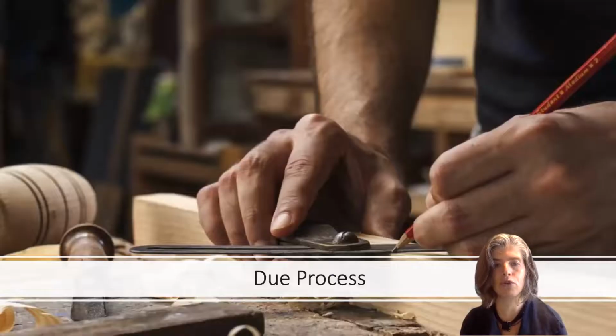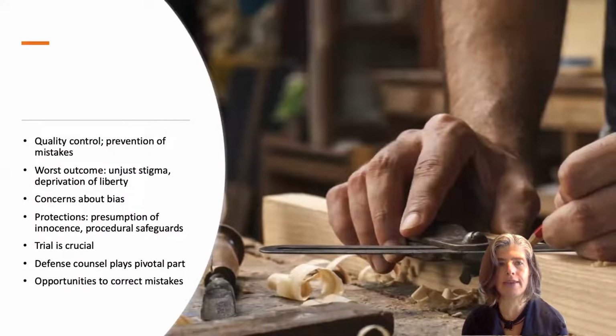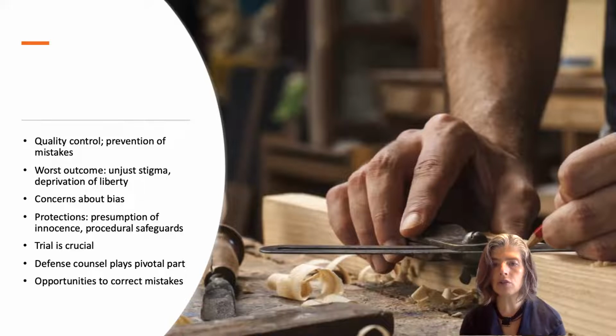By contrast to the crime control model, the best metaphor for the due process model is a very detailed artisan workshop in which a lot of attention is given to quality control. The worst possible thing that can happen in the due process model is a mistake, meaning an innocent person who has been found convicted and sentenced to a prison sentence. This could result in an unjust stigma and in deprivation of liberty, which is the worst imaginable outcome according to this model. This model is also deeply concerned about bias and about equality, about the fact that some people, namely poor people and people of color, tend to be on the receiving end of these kinds of mistakes more often.